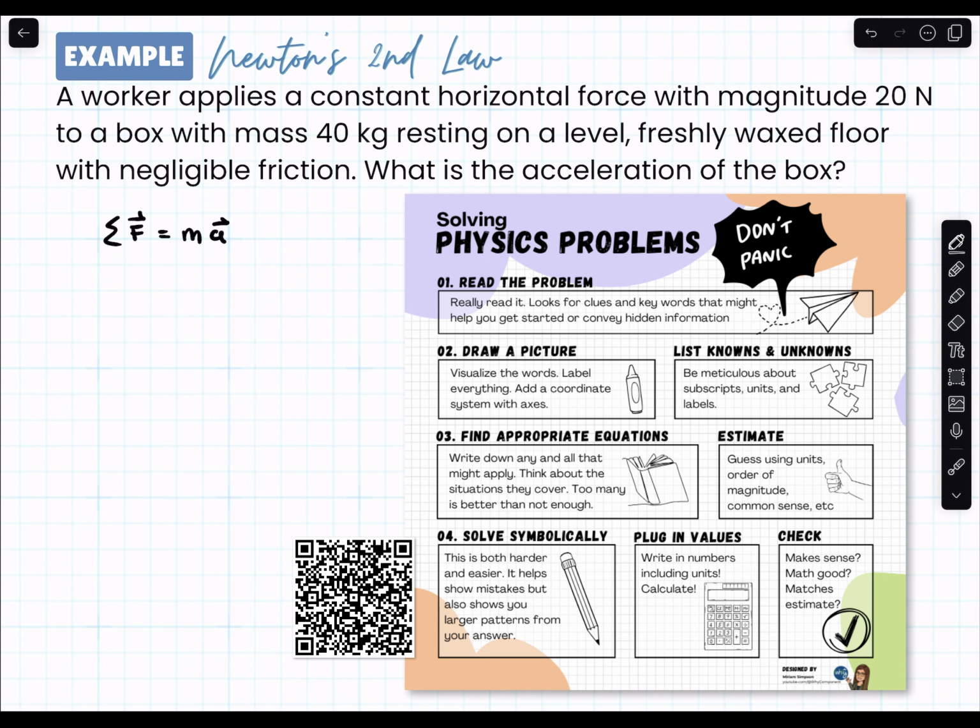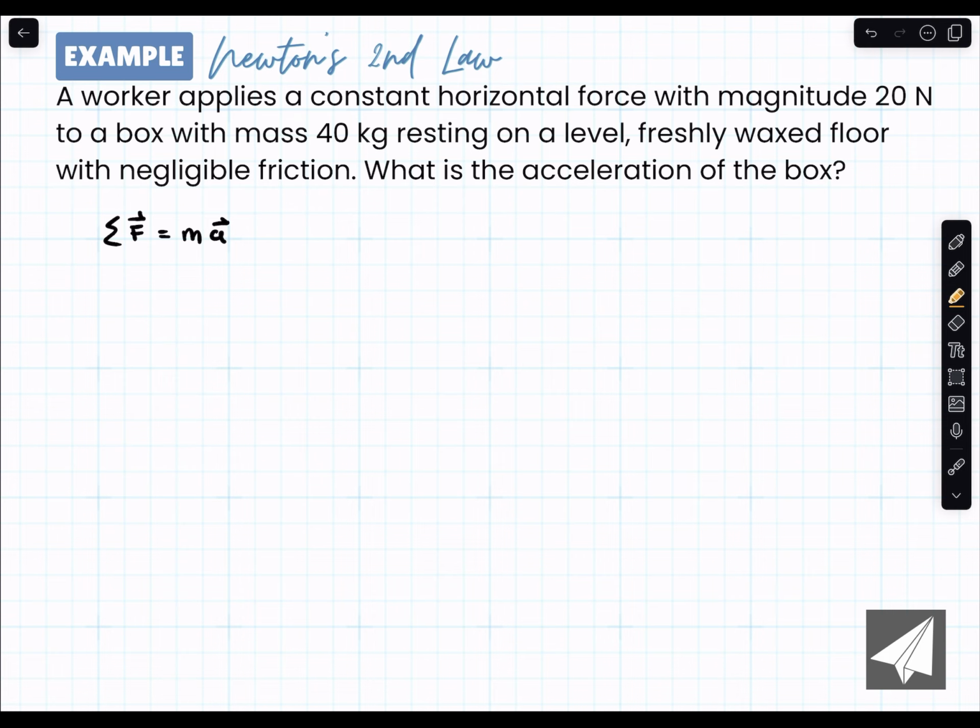So getting started, reading the problem, we see a worker is applying a constant horizontal force. So I'm going to use everything in force should be red, so you can keep track of it. So this is a constant and horizontal force, and it has a magnitude of 20 newtons, okay? So because it's a vector, it has a magnitude of 20 newtons, and horizontal tells us its direction.